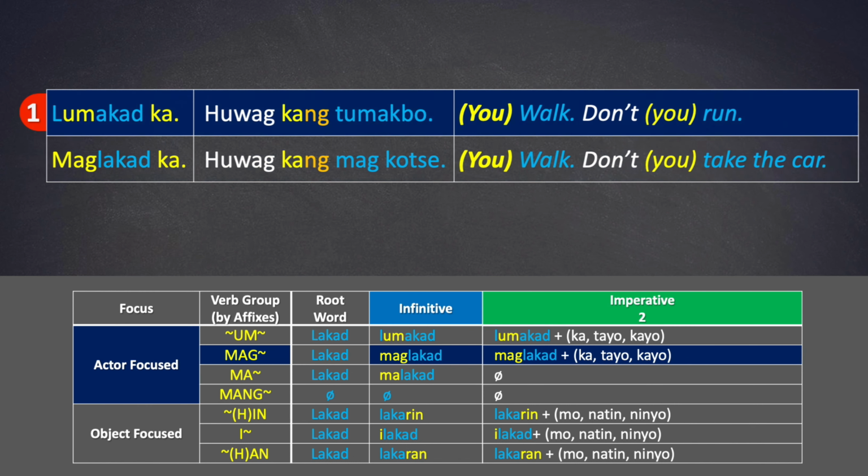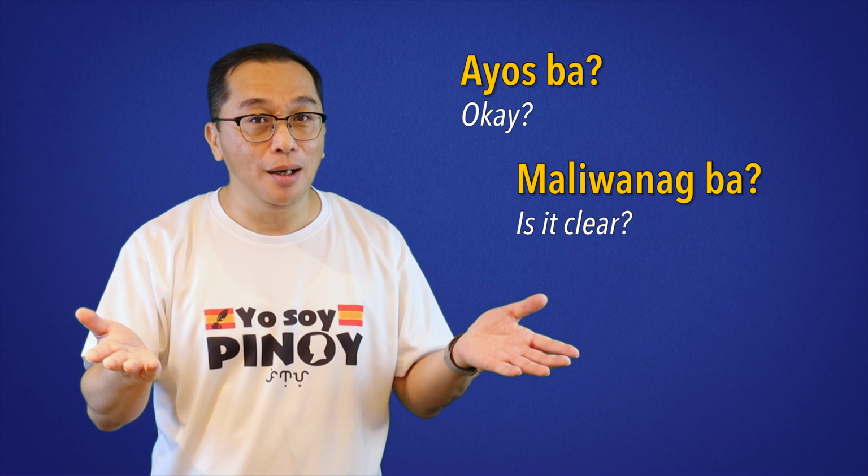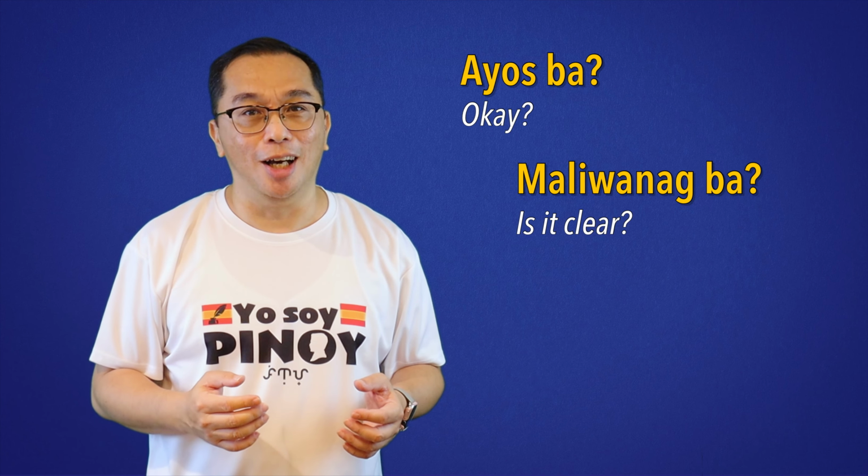Example number 1 talks about contrasting a person's two physical abilities. Lumakad, walk, and tumakbo, run. Example number 2 talks about the person's physical ability, maglakad, walk, an ability using one's body mechanics, contrasting it with magkotse, take a car, or the method of moving using a mechanical vehicle. Ayos ba? Maliwanag ba? Let me know in the comment section down below.